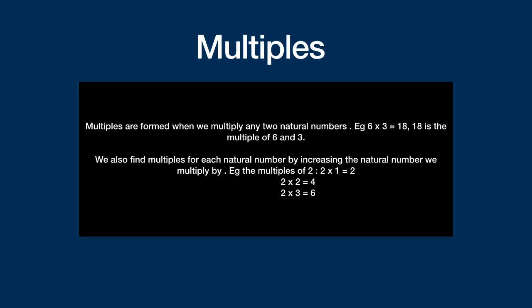Then I need to increase again the natural number I'm multiplying by. I need to increase it by 1. So I was multiplying by 2. I'm now going to multiply 2 by the next natural number, which is 3. 2 times 3 equals 6. And we keep doing that every single time to find the multiples of 2. That obviously is the same method for every single number that you need to find the multiples for.